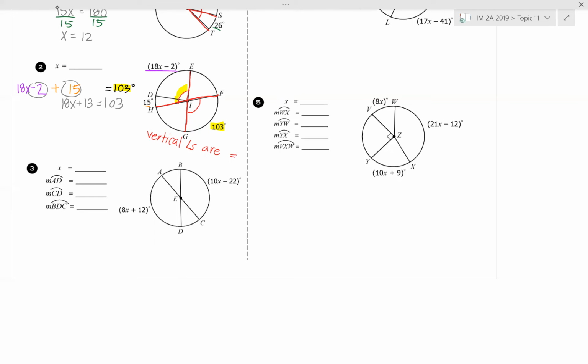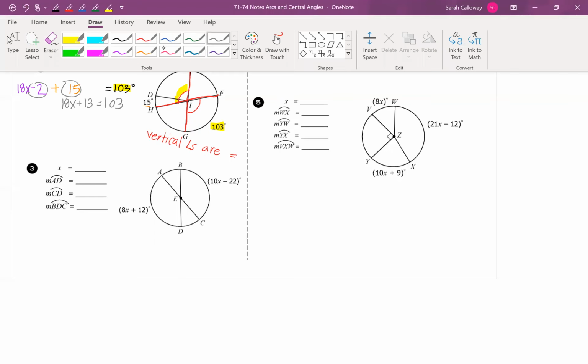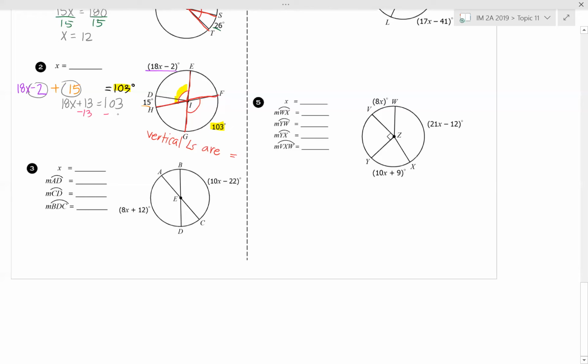So then to solve for x, we want to subtract 13 from both sides. So 18x is going to be equal to 90, which means that x is 5. This problem again was just asking for x. From now, it's going to start to ask us to plug values in, so it's going to ask us for some other things.